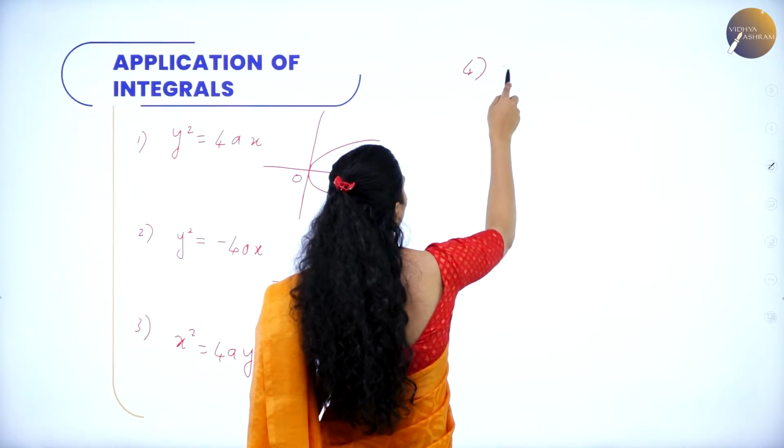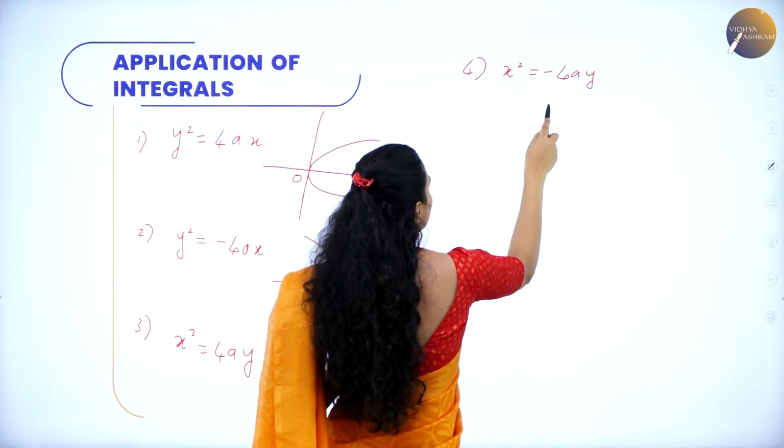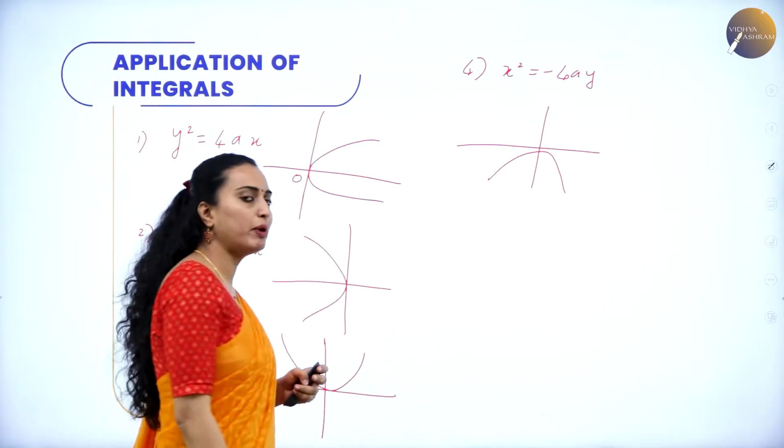Similarly, if you have x squared is equal to minus 4ay, yes, your guess is right, it is nothing but below the origin of the x-axis. This is the parabola.